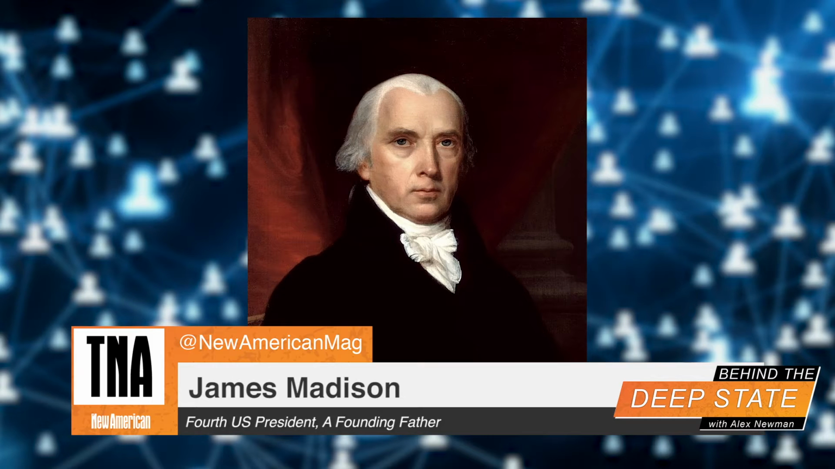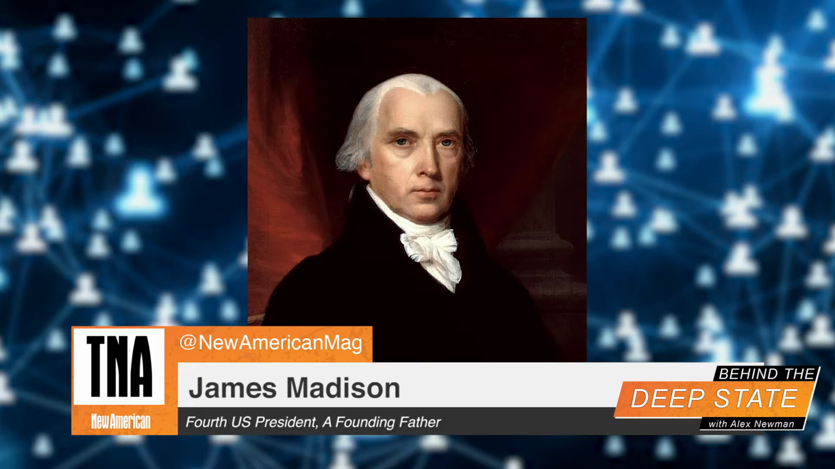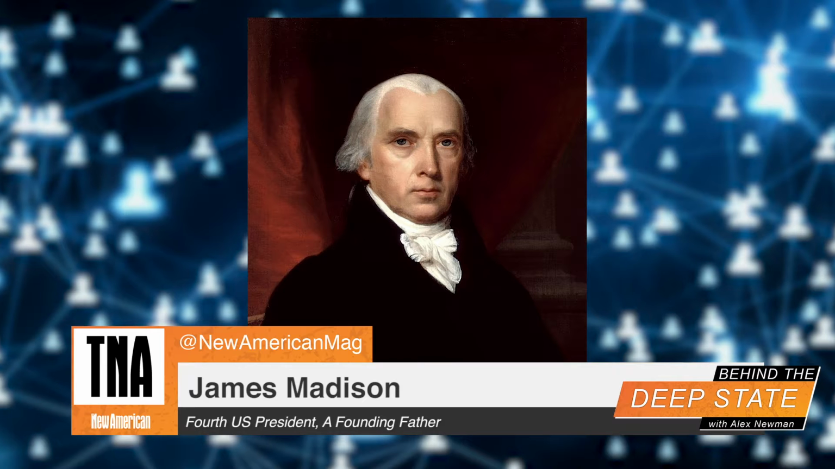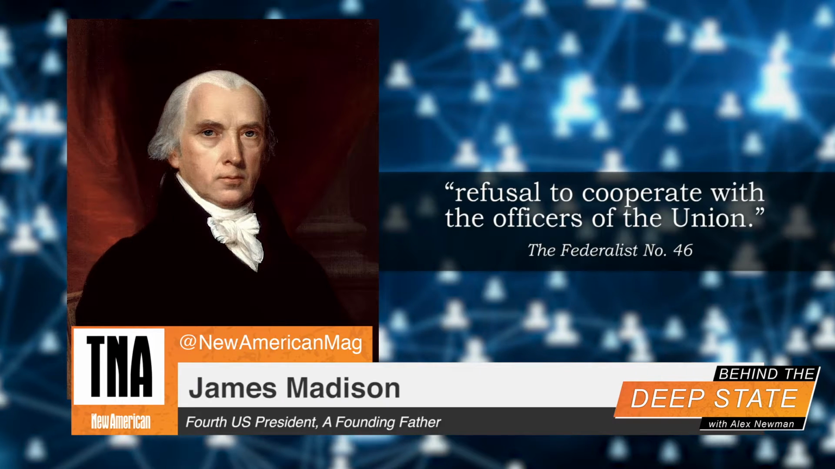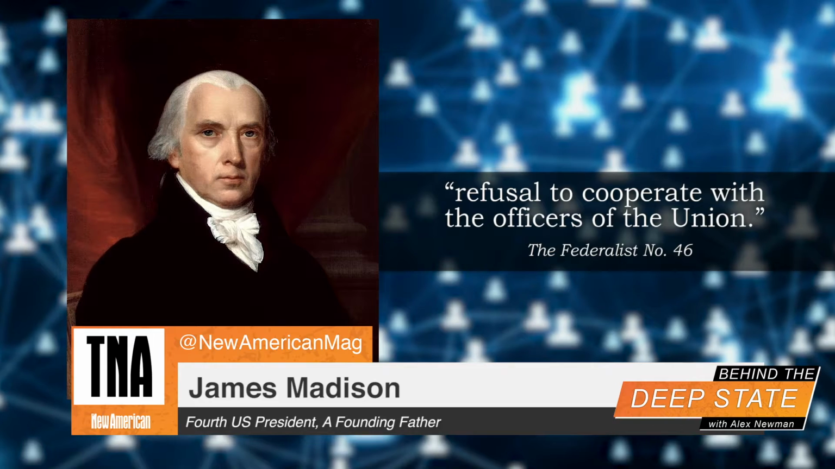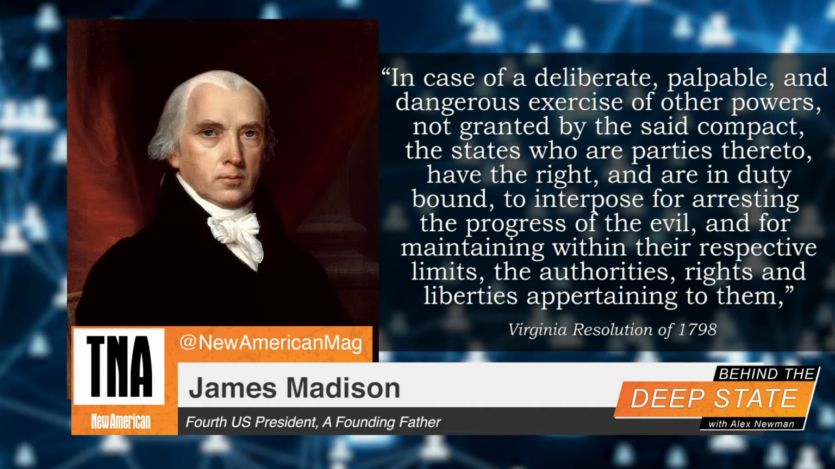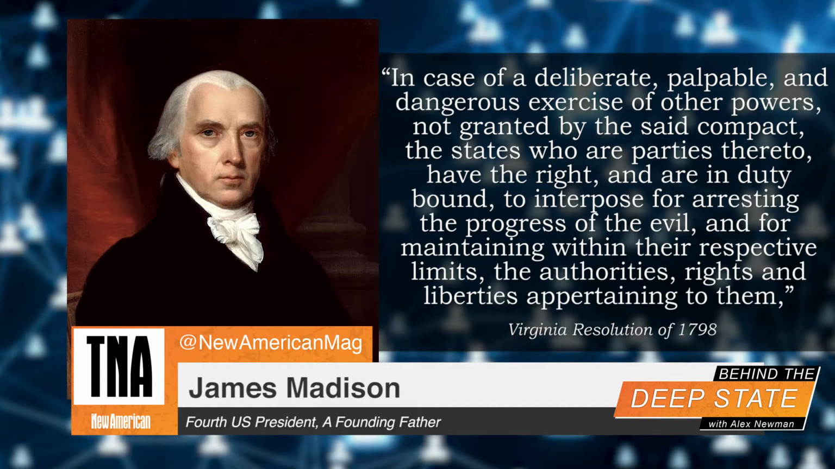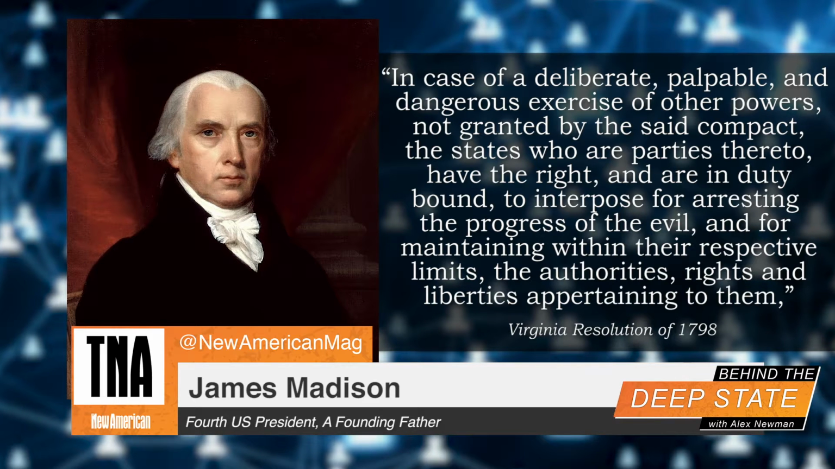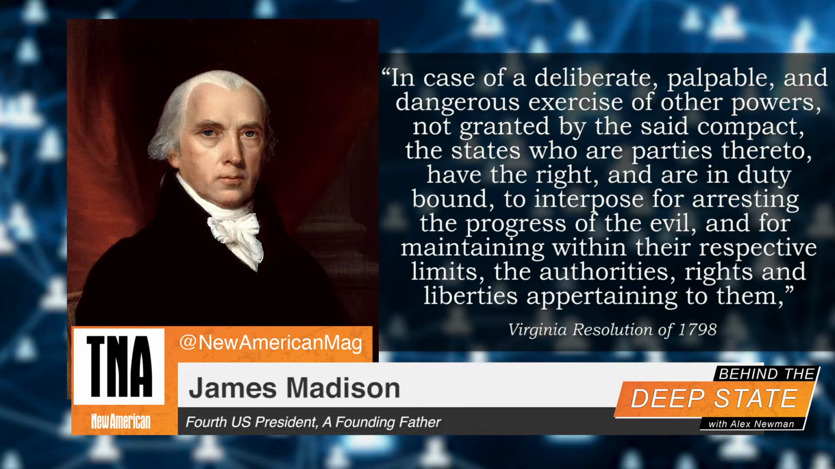Other founding fathers, including the father of our Constitution, James Madison, was also very, very clear on this. I want to read to you from Federalist number 46, where he said that state governments possess a means of opposition to overreach. He says, refusal to cooperate with the officers of the Union is a critical power retained by the states as a means of opposition to the federal government getting out of control. And he says, quote, "In case of a deliberate, palpable, and dangerous exercise of other powers not granted by the said compact, by the Constitution, the states who are party thereto have the right and are in duty bound to interpose for arresting the progress of the evil and for maintaining within their respective limits the authorities, rights, and liberties appertaining to them."